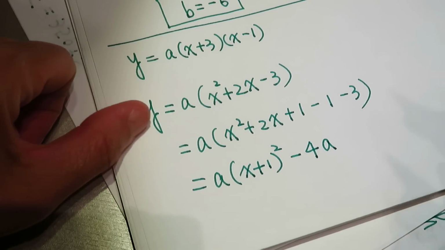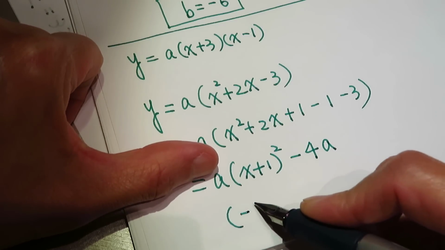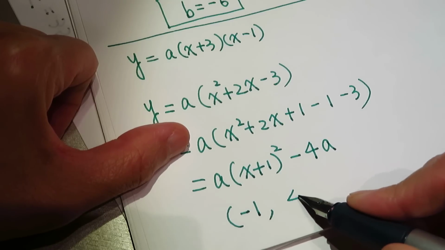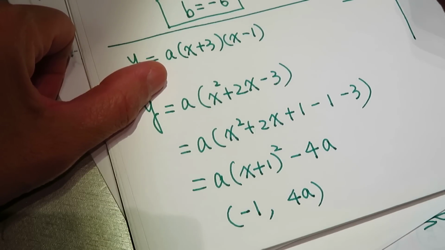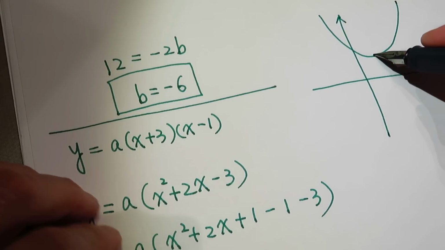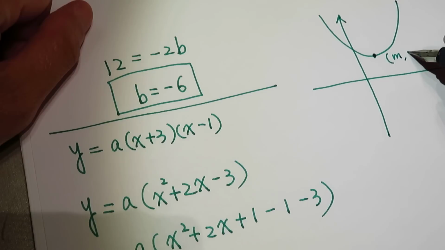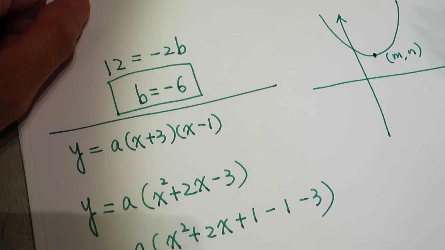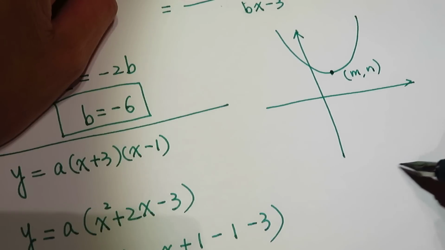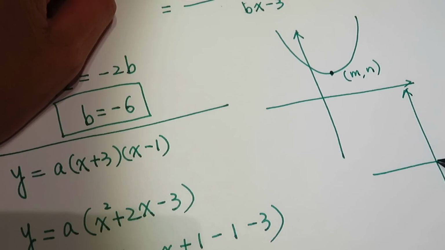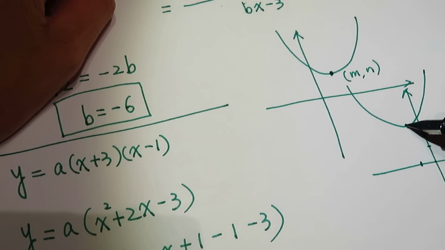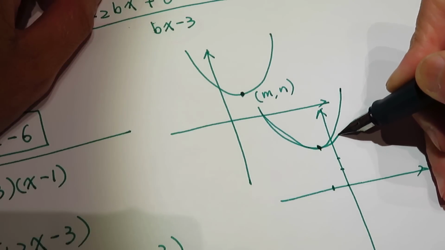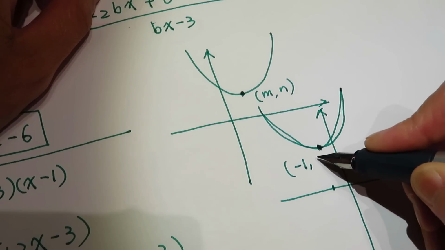So what is the vertex? The vertex is negative 1 and negative 4a. Let's say this is a parabola, and here is the vertex (m, n), and m should be negative 1. I drew this picture wrong, so I will do it again. x is negative 1 here, and y is 4a. This is the parabola we are talking about, with vertex negative 1 and 4a.